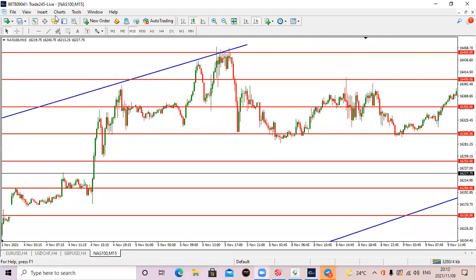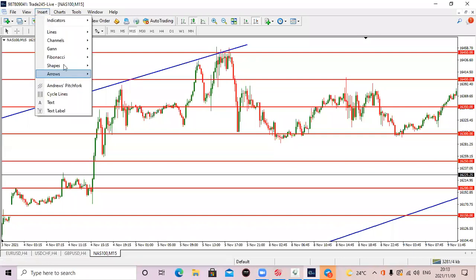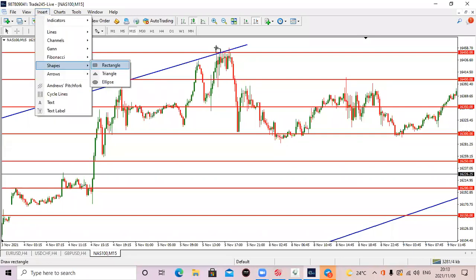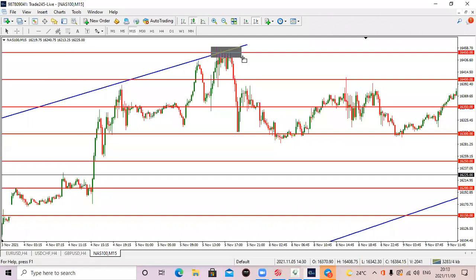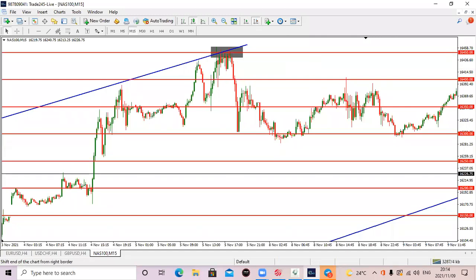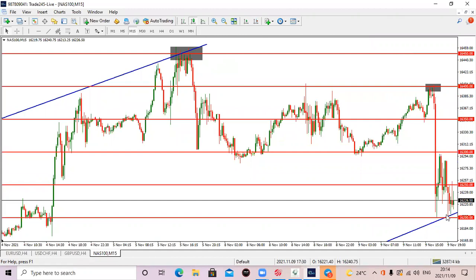Pattern. So now what we have here, we have rejection candlesticks. Those are the rejection candlesticks. They're rejecting on top of the 16450. So where the market price is now, it's on 162.